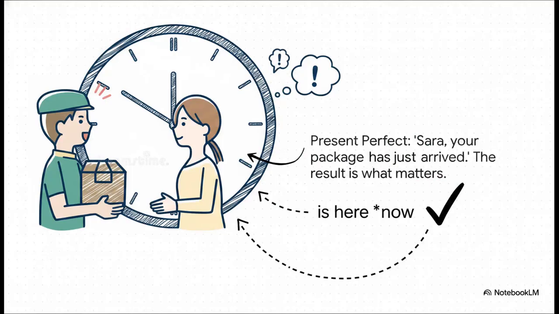This is a perfect example of the present perfect in action. When someone says, hey, your package has just arrived, do you care if it was at 10:02 a.m. instead of 10:01? No, of course not. The important part, the result, is that the package is here right now.